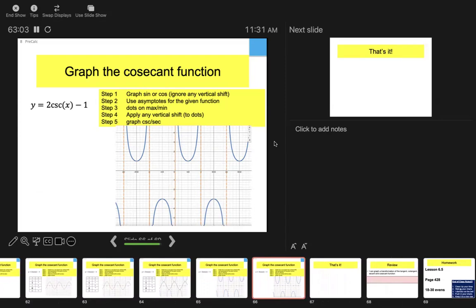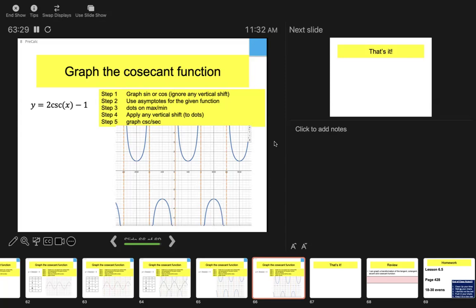Does that make sense? So if this had been secant instead of cosecant, we would have done this for cosine. But the rest would be the same. Wherever cosine has an x-intercept, those become vertical asymptotes. And wherever the max is for cosine, we put a dot, draw a smiley face. Wherever there's a min, I put a dot, draw a frowny face. And that's it. That's how you do cosecant and secant.